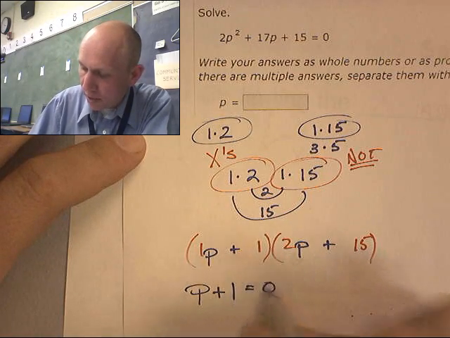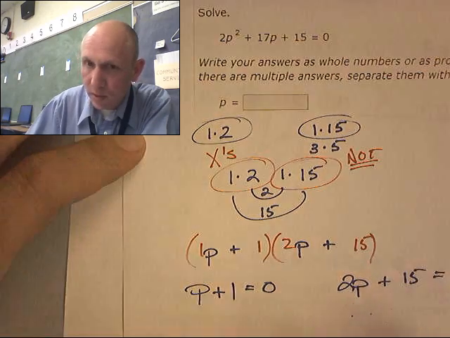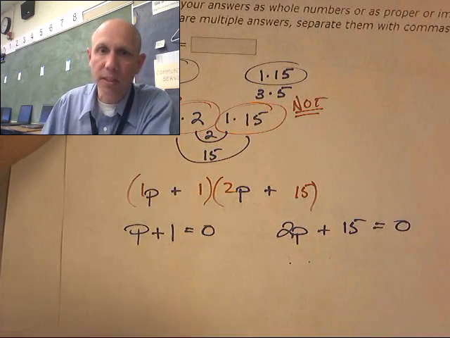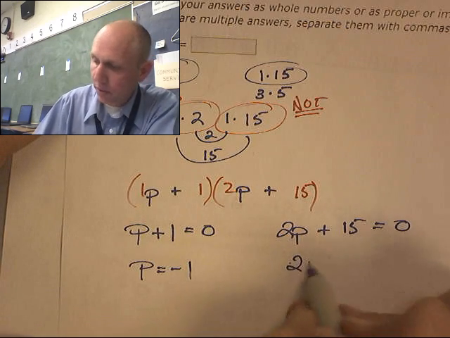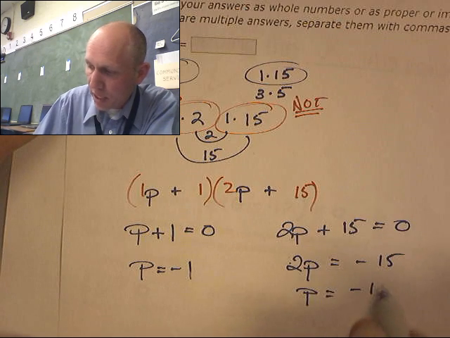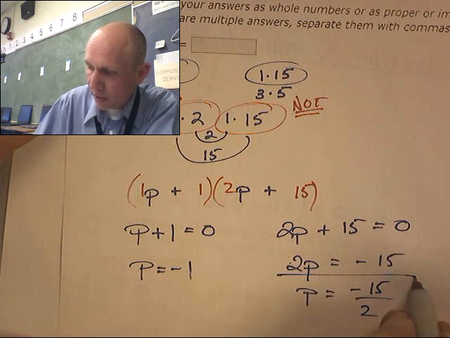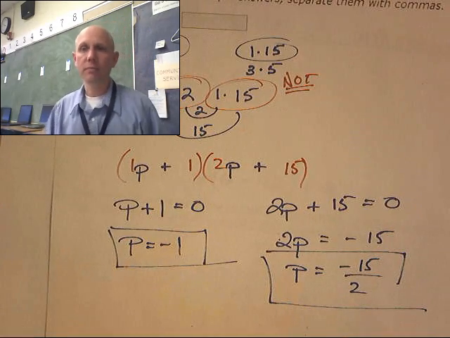p plus 1 equals 0. 2p plus 15 equals 0. Splitting it. p equals negative 1. 2p equals negative 15. p equals negative 15 divided by 2. Now we're done.